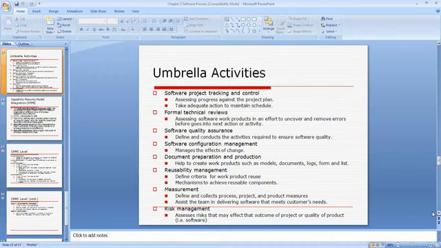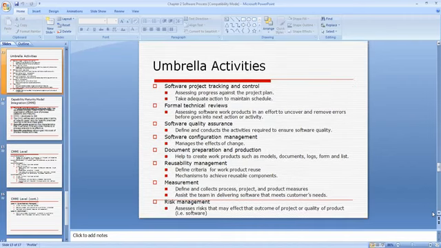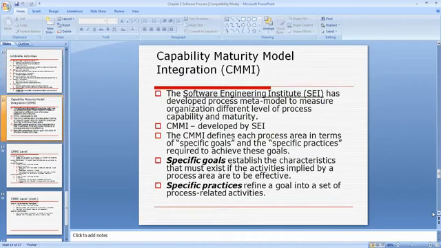So these are the umbrella activities that we have already seen: software project tracking and control, formal technical reviews, software quality assurance, software configuration management, document preparation and production, reusability management, measurement, and risk management, that we have already discussed in the earlier chapter.